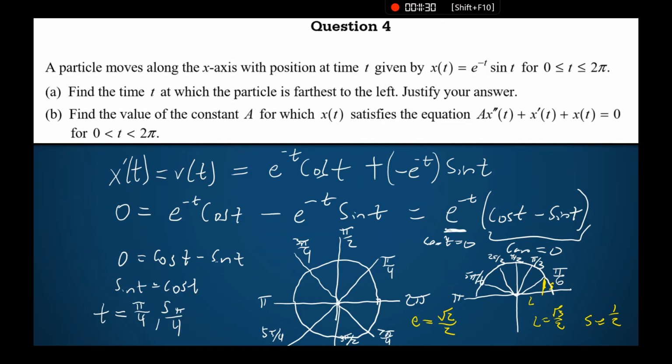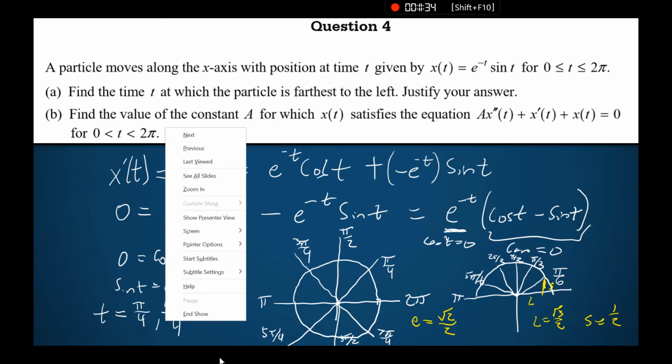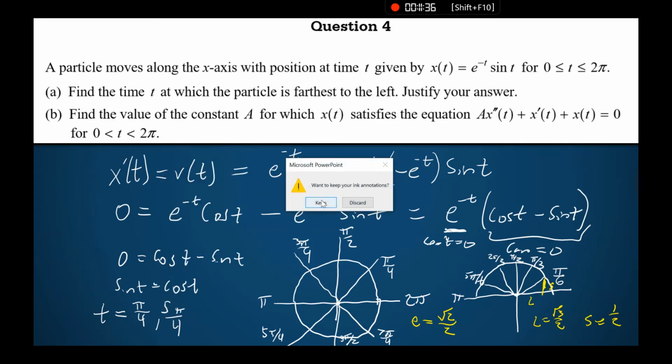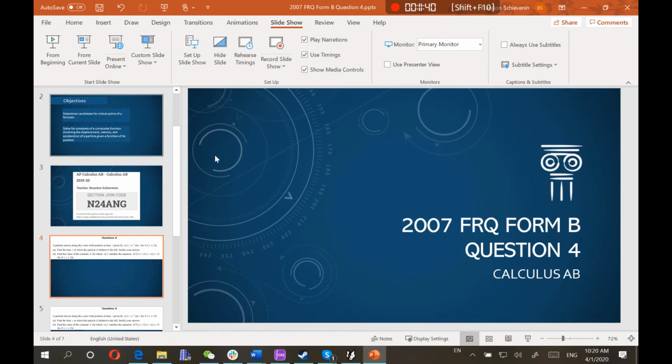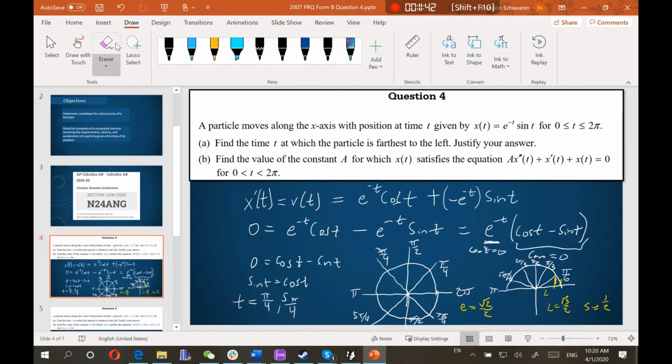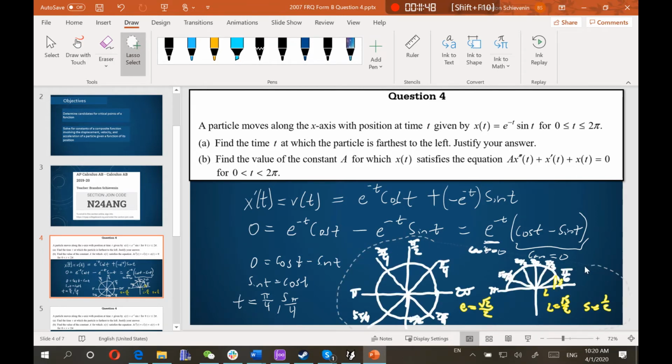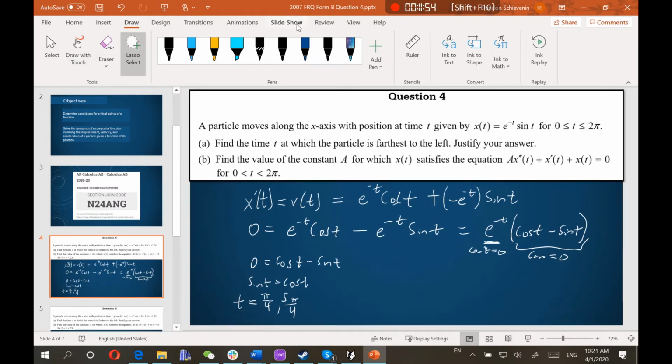No. Okay, I'm going to erase our unit circle really quick, which I can do a little bit faster if I end this, I think. There we go.